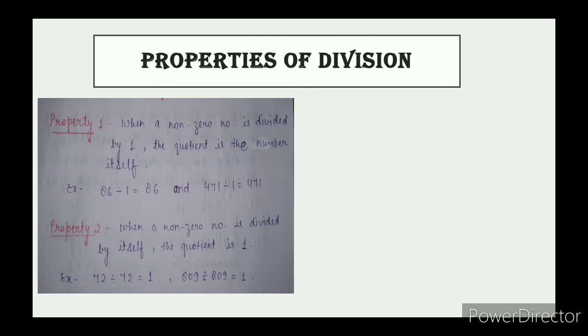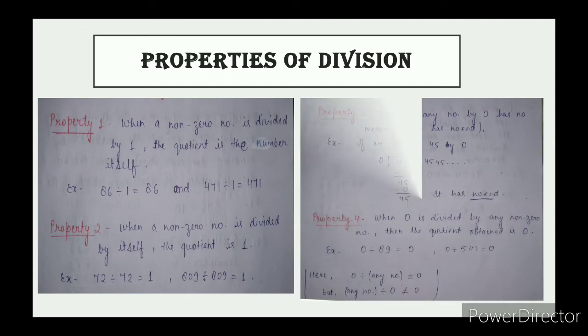Property 2 is, when a non-zero number is divided by itself, the quotient is 1. Meaning when you divide any number by the same number, you will get 1 as the answer. For example, 72 divided by 72 gives you 1, and 809 divided by 809 is also equal to 1.